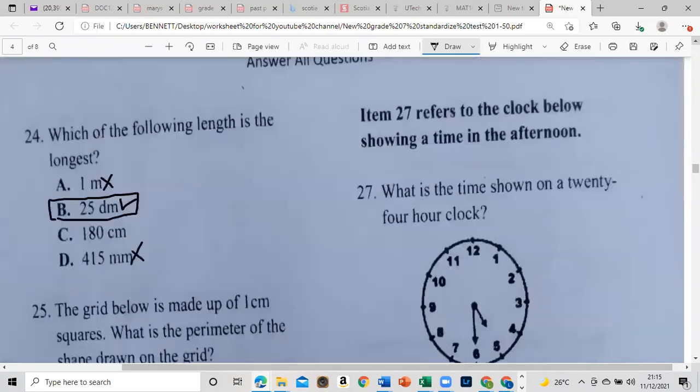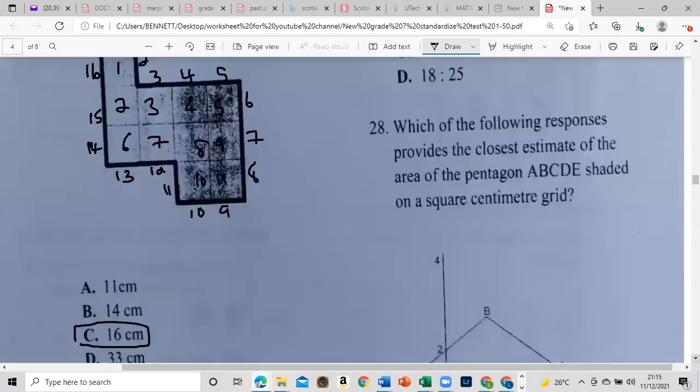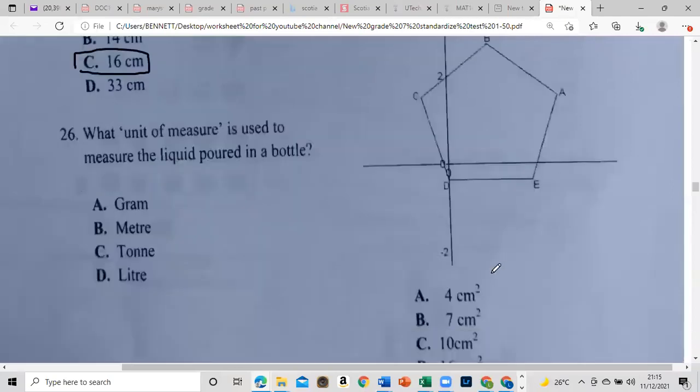Let's move on to 24. Let's see. This was the last one, right? Alright, this was not the last one. 26. What unit of measure is used to measure liquid poured in a bottle? And that is a liter.